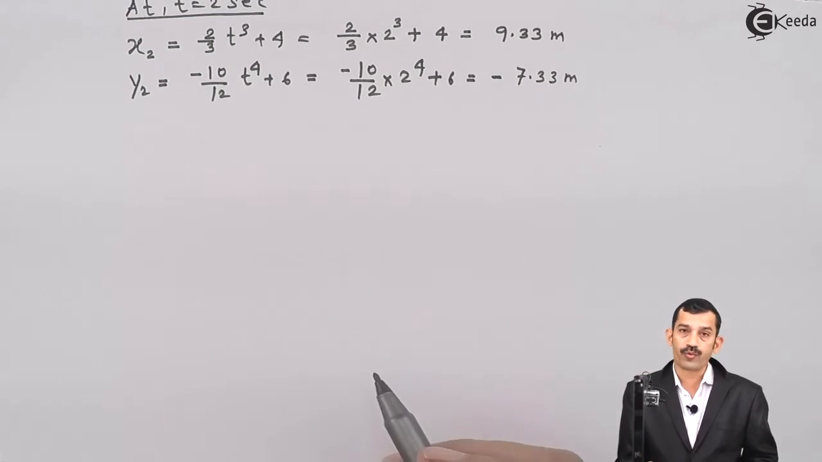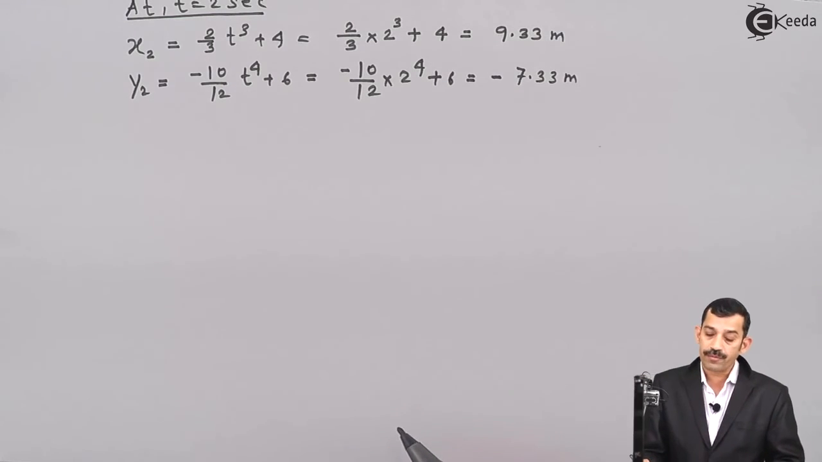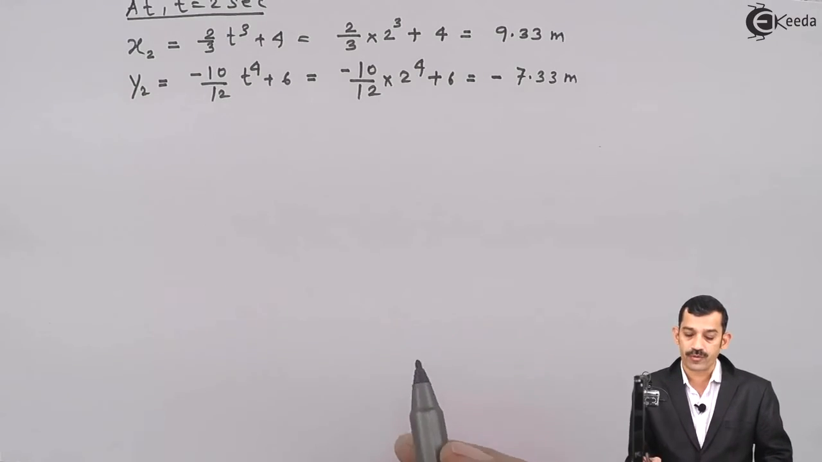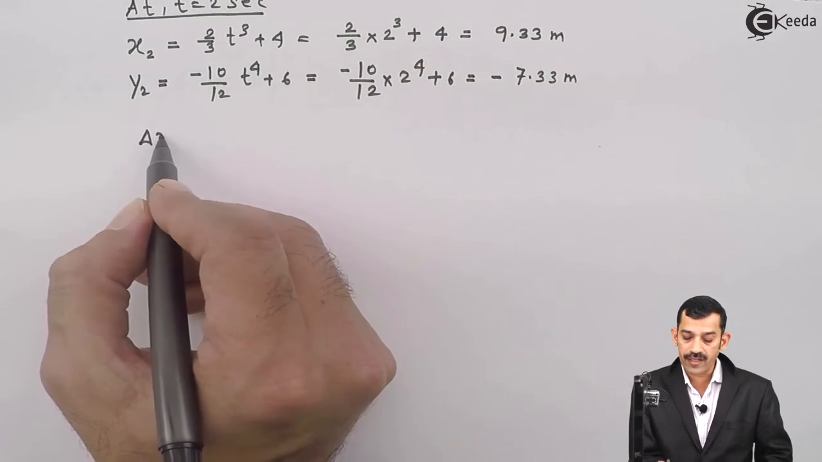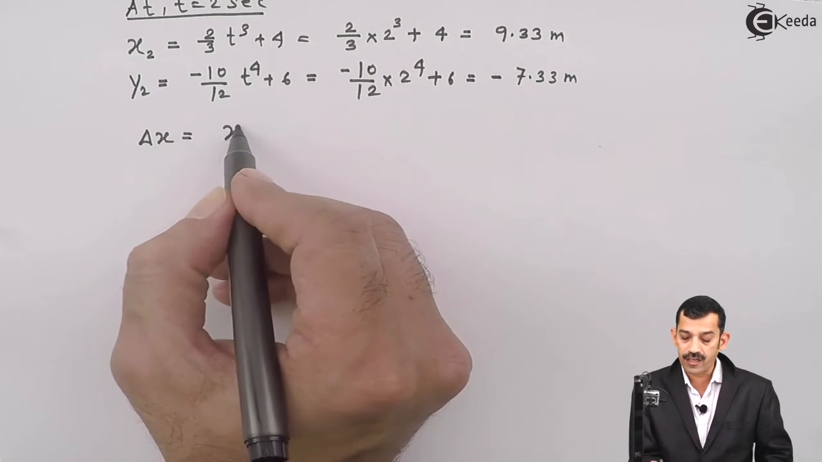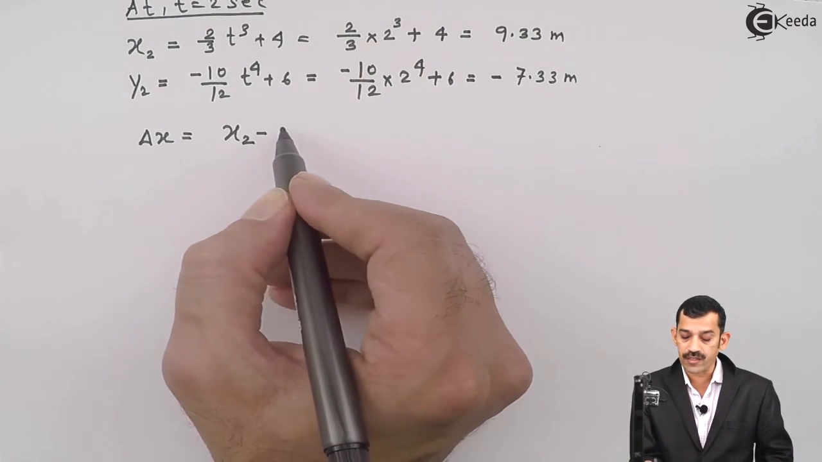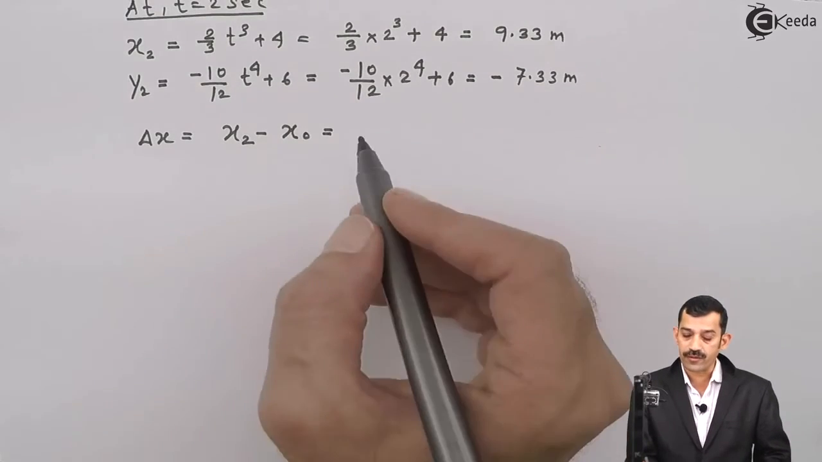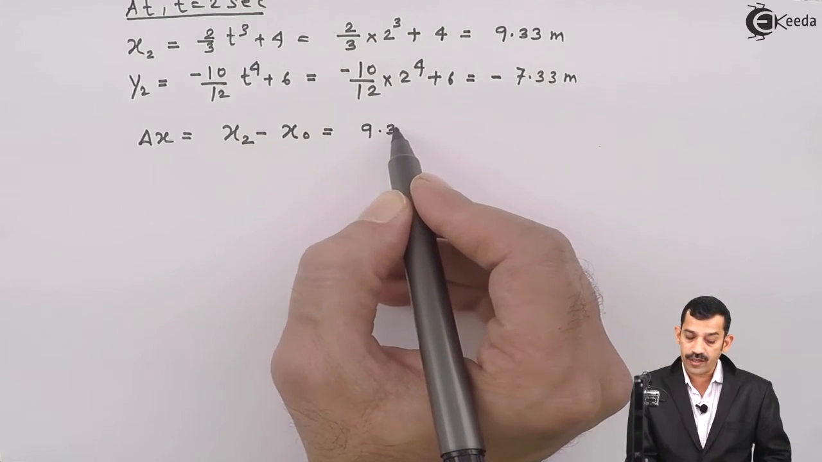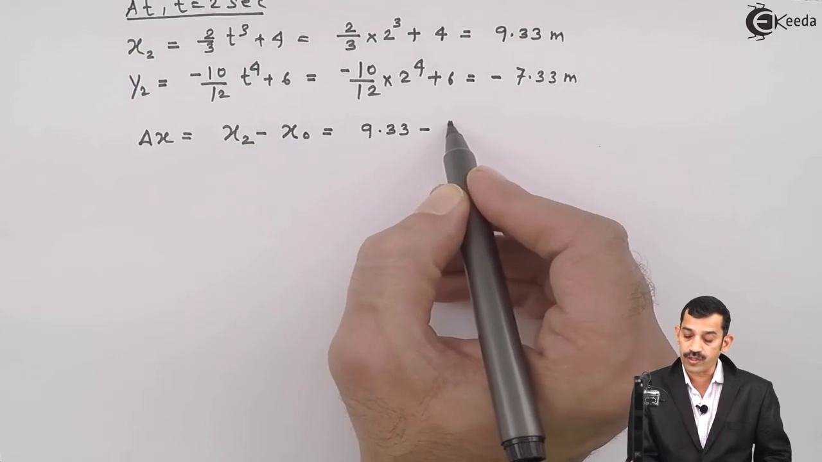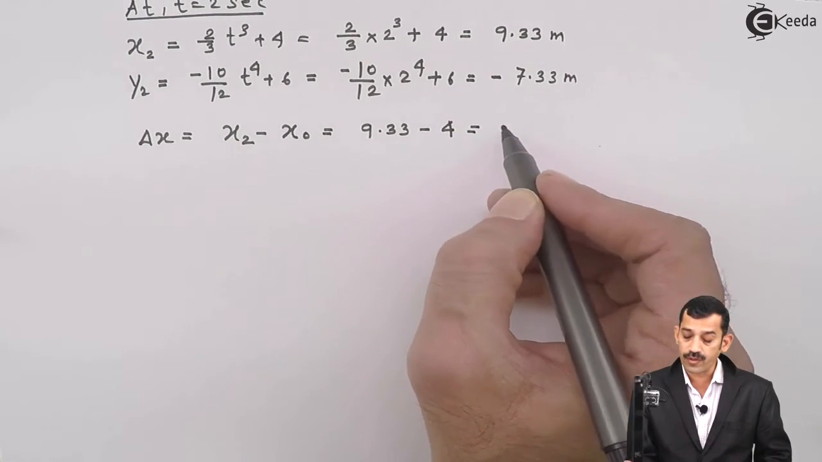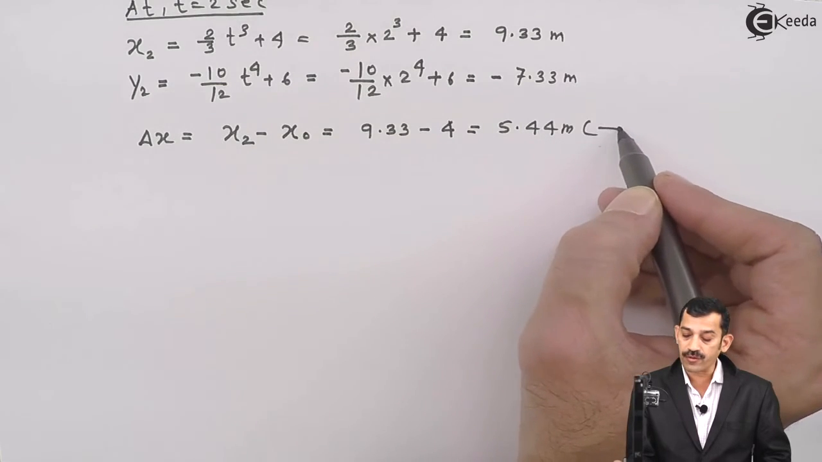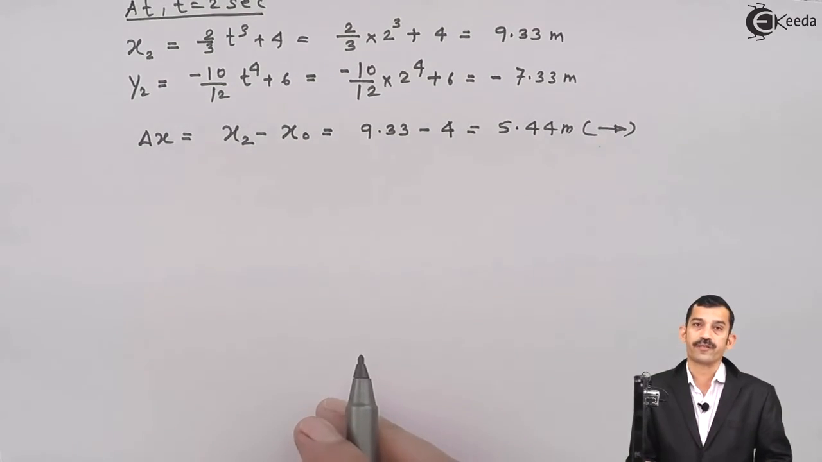But what you are getting are positions at t equal to 2 seconds. If you want to find the displacement, displacement is always final position minus initial position. Therefore, displacement along the x-axis is the final position at t equal to 2 seconds minus the initial position at t equal to 0 seconds. We write x2 minus x0. x2 you have calculated as 9.33 and x0, the initial position, is given as 4. Therefore, we get 5.44 meters. The answer is positive, that means the displacement is in the rightward direction.